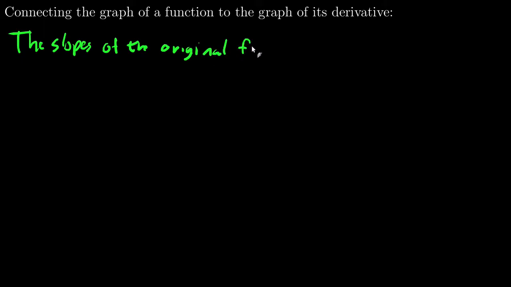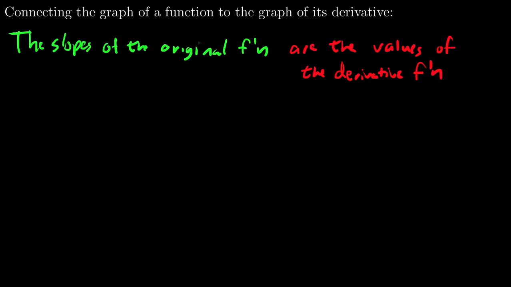So the entire backbone of this, everything is based on the following idea. So the slopes of the original function are the values of the derivative function. And vice versa. And this leads us to some consequences.